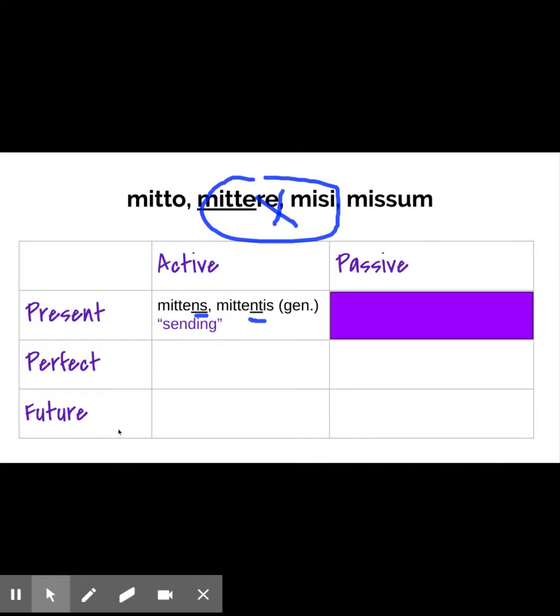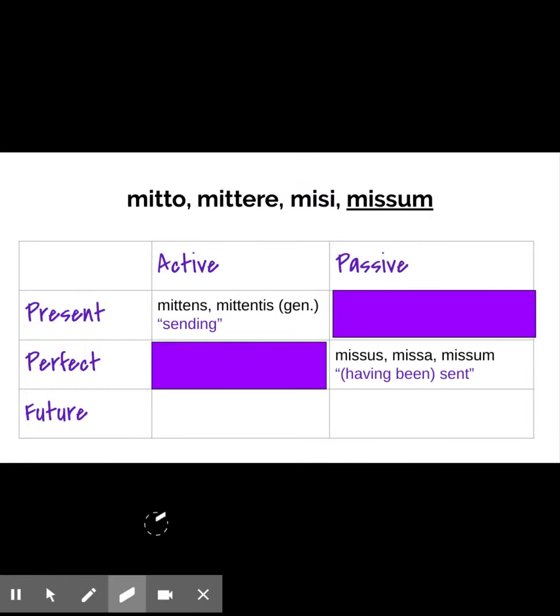Luckily for us, there is no present passive participle, so you do not have to learn that one. There are also no perfect active participles. You could technically put your deponent verbs into this category, but by deponent, I'm referring to those verbs that look passive but have an active meaning. The perfect passive is an easy one to remember. You just take your fourth principal part, missum, and give it all three gender forms, such as missus, missa, missum.